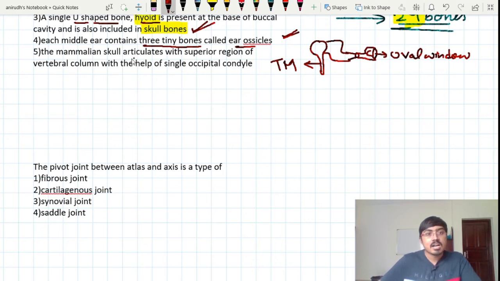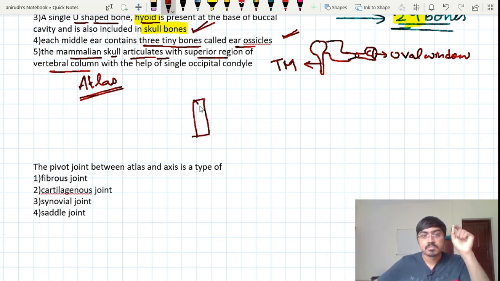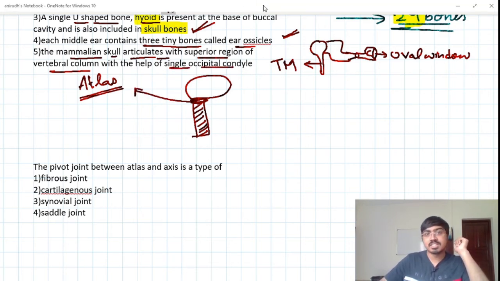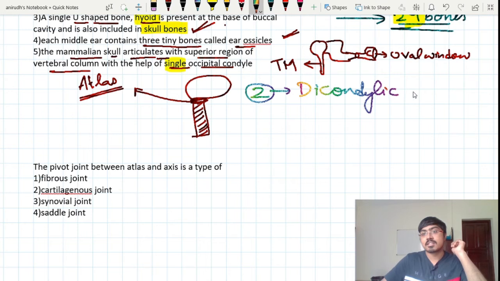The mammalian skull articulates with the superior region of the vertebral column. So what is this? The superior region, upper region of the vertebral column is the atlas, first vertebra. So the skull joins with the uppermost portion of the vertebral column. This is my vertebral column. Many vertebrae are there. On top of that I have the skull. And this first vertebra to which the skull is attaching is the atlas, with the help of single occipital condyle. So this is wrong. It is not single. There are 2 occipital condyles, and that is why you call it as the dicondylic skull. Dicondylic skull. Very important question.